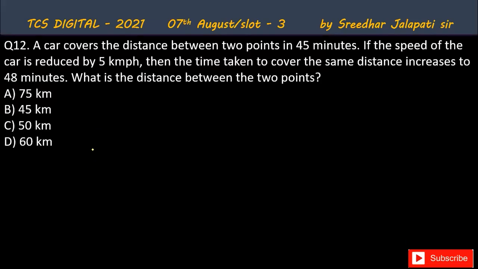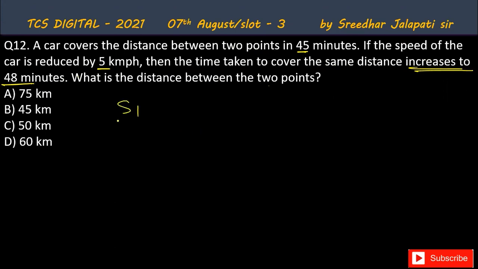Here is the solution for question number 12. A car covers the distance between 2 points in 45 minutes. If the speed of the car is reduced by 5 km per hour, then the time taken to cover the same distance increases to 48 minutes. Increases to, not increases by, increases to 48 minutes. That means that is the final time. Then what is the distance between the 2 points? There are many ways to answer this question.